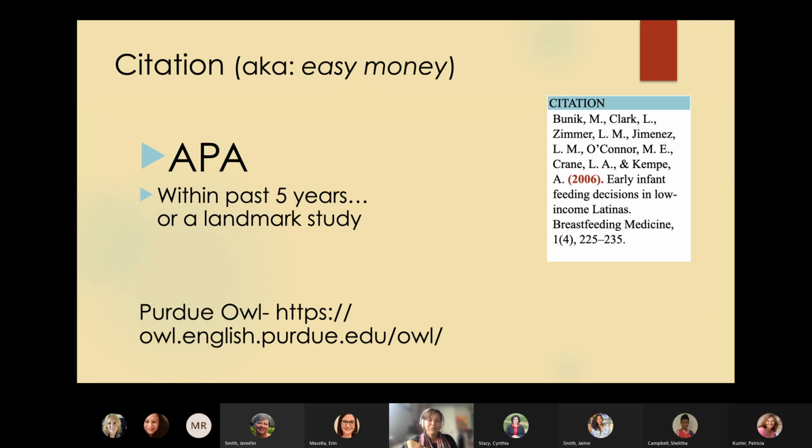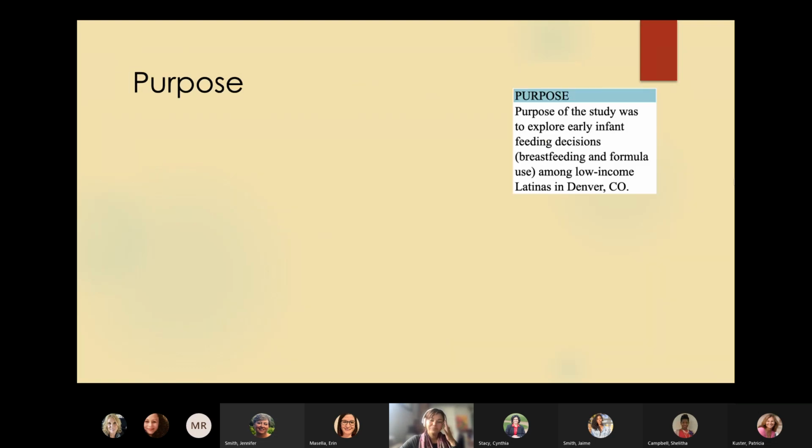If you need help with citation, Purdue OWL is the best website out there. That's the link, but you can just type in Purdue OWL, and it will help you with not only citation formatting, but also how to cite in text, how to write the initial letter to the editor, all of that great stuff. Good resource.